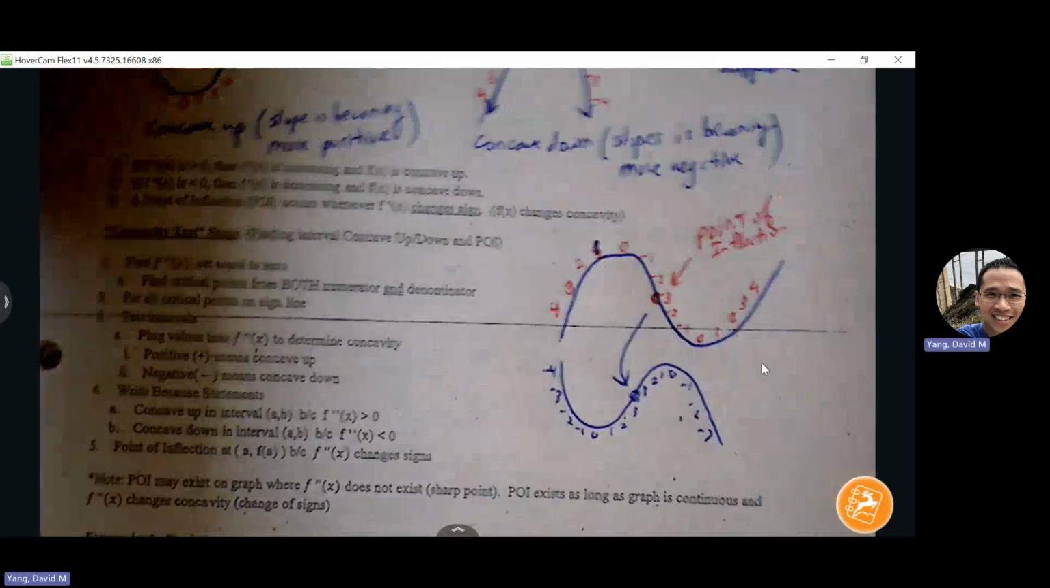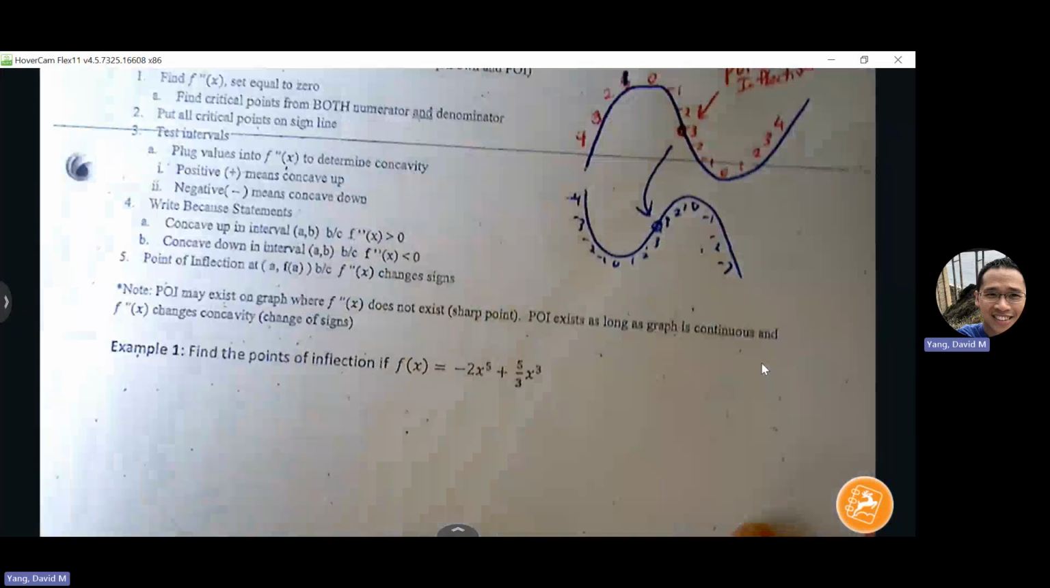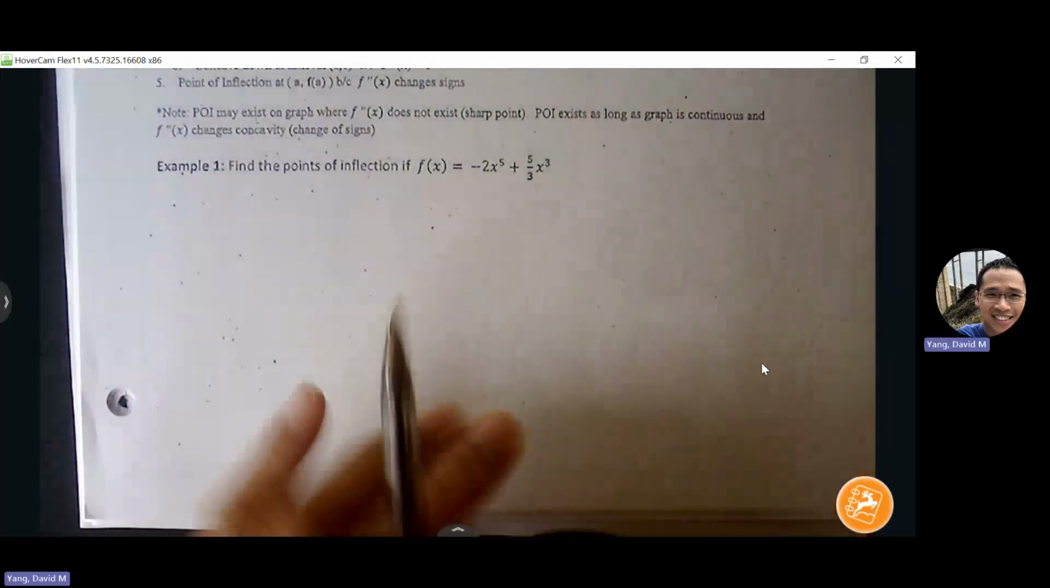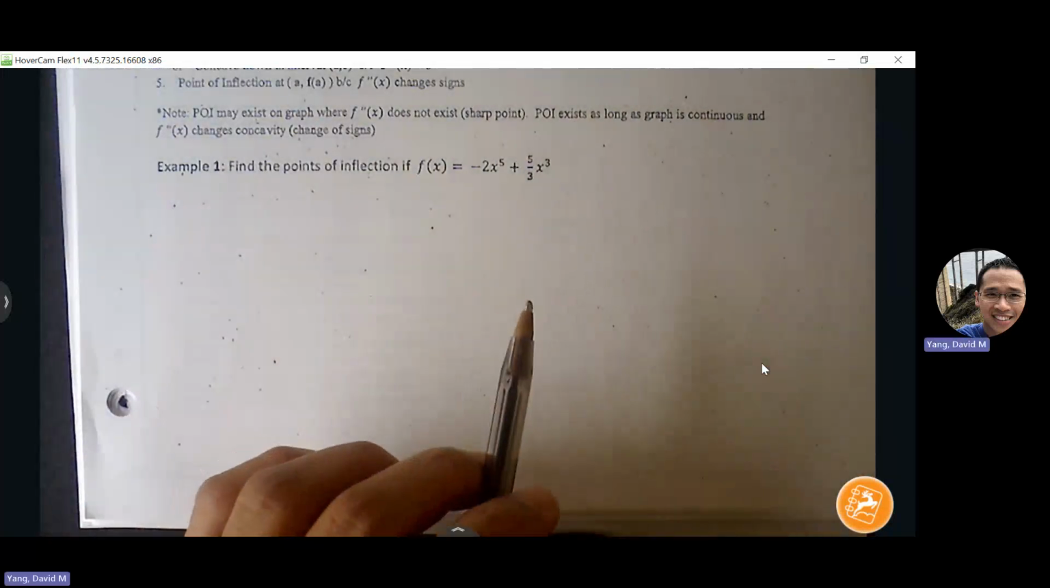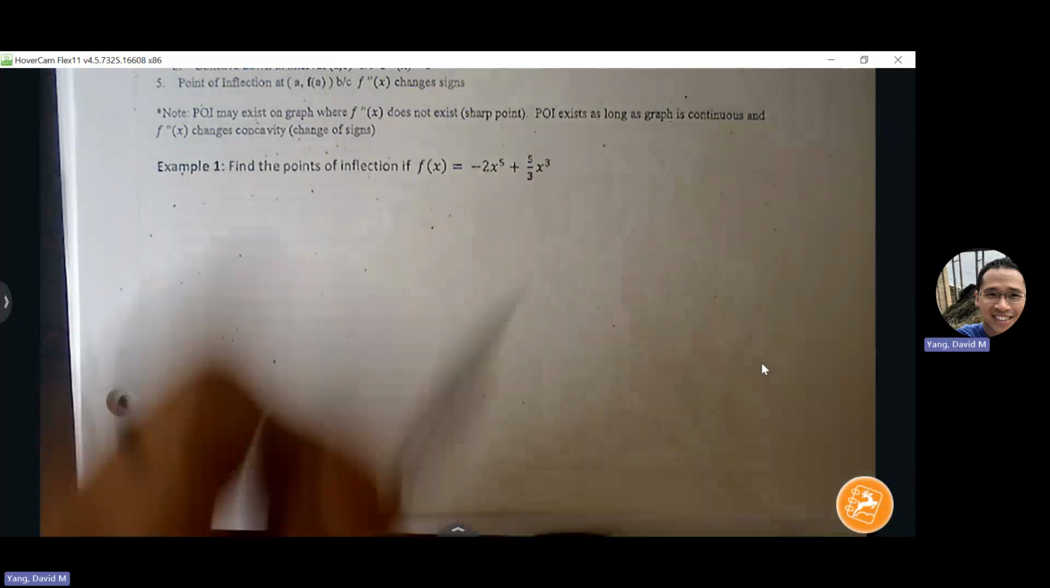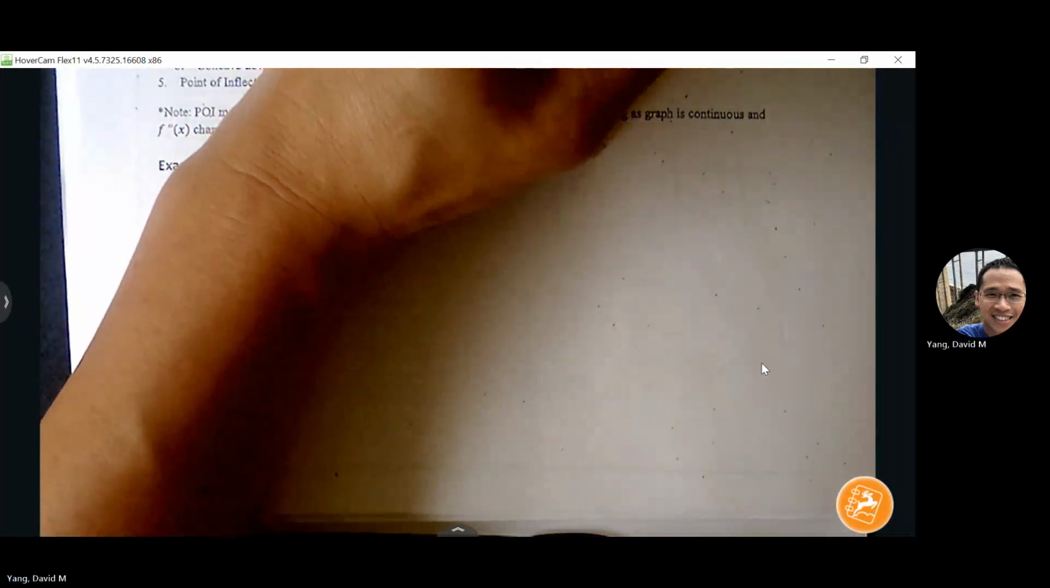Okay, so let me walk you through example 1. Find the points of inflection of our function, and find the intervals of concave up and concave down.